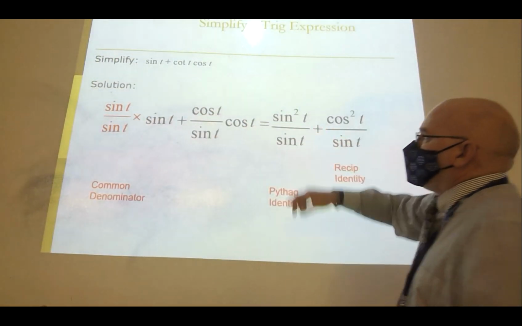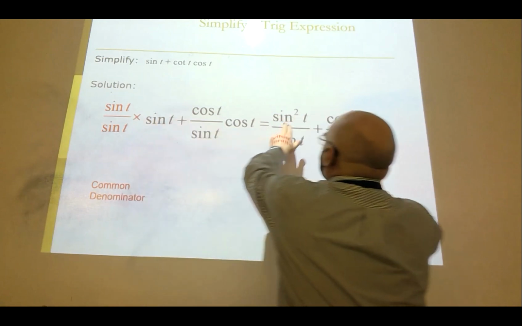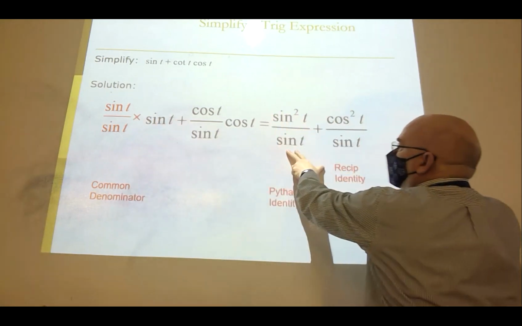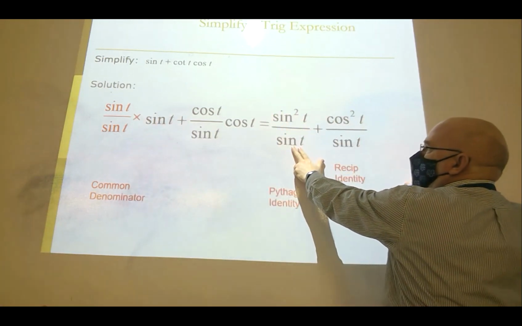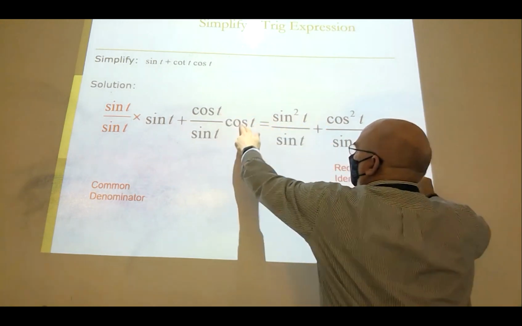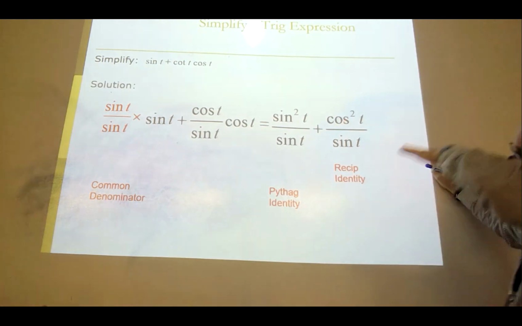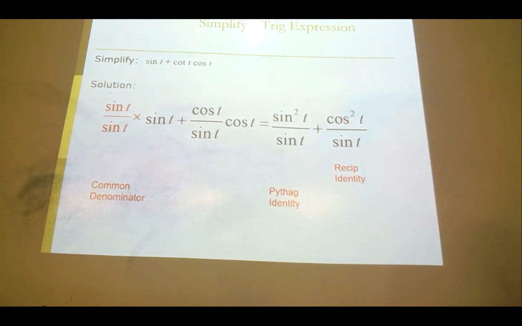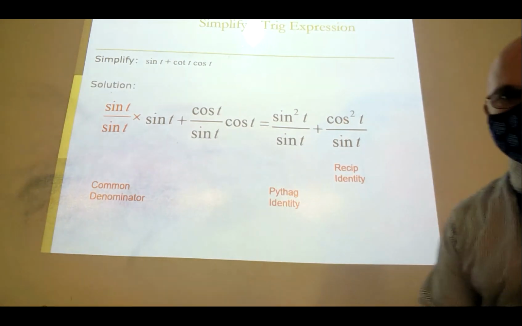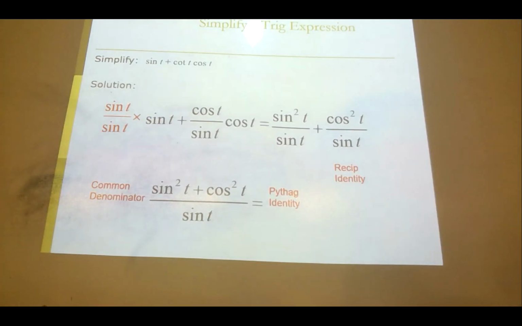I'm left with sine times sine, which is sine squared t, over my common denominator of sine t. And here I've got cosine times cosine, which is cosine squared, over sine t. So again, it's a little bit more complicated, but I think I see what's going to happen. I've got a common denominator of sine here. So now I have sine squared t plus cosine squared t over sine t.